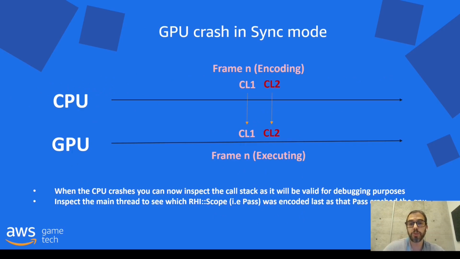So what happens when there's a GPU crash? Imagine the CPU encoded CL2, which has a crash in it. It sends it to the GPU. The GPU will execute it and never signal back to the CPU. So now the CPU is essentially hung, waiting for the GPU to respond, and it didn't. So now the CPU will break in the IDE, and you'll have the perfect call stack, and you'll know exactly what commands were being run when the GPU crashed.